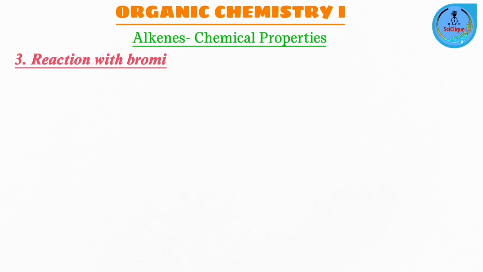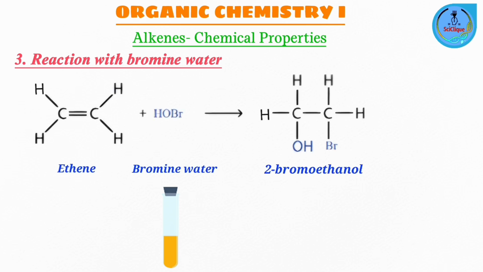Moving on to the next reaction with bromine water. This is usually yellow in color and it has the following formula, HOBr. Now, if you were to take a gas jar containing ethene, add bromine water onto it and shake it, you're going to note that the yellow bromine water is going to be decolorized. It's going to turn colorless, okay?